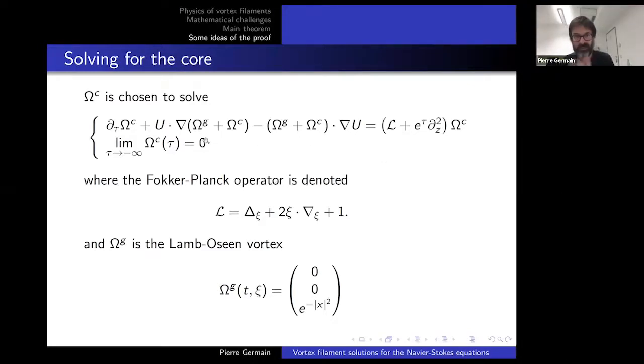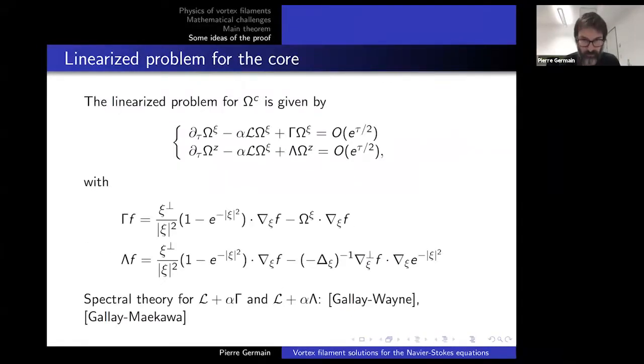Right. So you see there are error terms that come from the interaction of the Lamb-Oseen vortex, which is the microscopic part, with the perturbation that you add, and which is the macroscopic part. Maybe I won't dwell too much on this. What's important is if you linearize for the core, you get this set of equations.